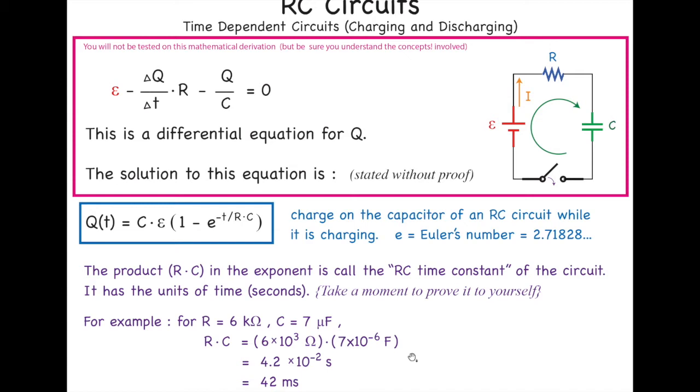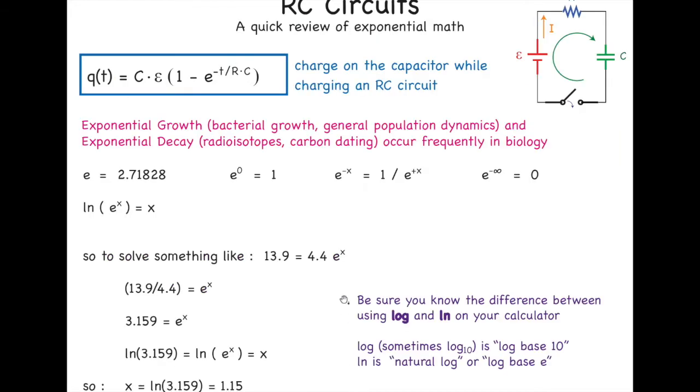To understand this, let's take a look at the mathematics of exponential behavior. For those of you who are comfortable using exponents, exponentials, logs and natural logs, you can skip ahead a few minutes to the next slide. So, a quick review of exponential math. This shows up in a lot of places. There's exponential growth and decay in population dynamics, including things like bacterial growth. And there's exponential decay in things like radioisotopes and carbon dating, which we will actually study a little bit in 1C. But for now, let's just look at the math.